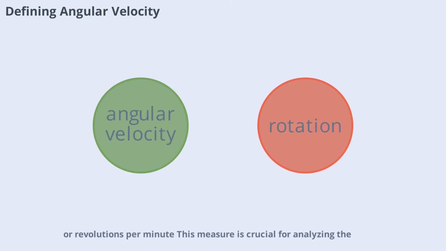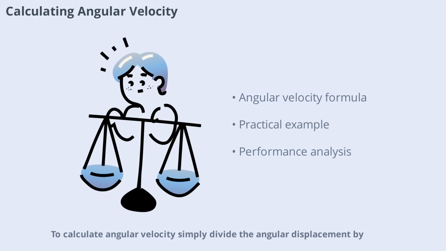This measure is crucial for analyzing the speed of rotational movements in activities like running, throwing, or cycling. Calculate angular velocity. Simply divide the angular displacement by the time taken to complete the movement. For example, if a gymnast completes a 360-degree spin in 2 seconds, their average angular velocity is 180 degrees per second. This calculation helps coaches and athletes monitor performance and make adjustments to improve technique and efficiency.